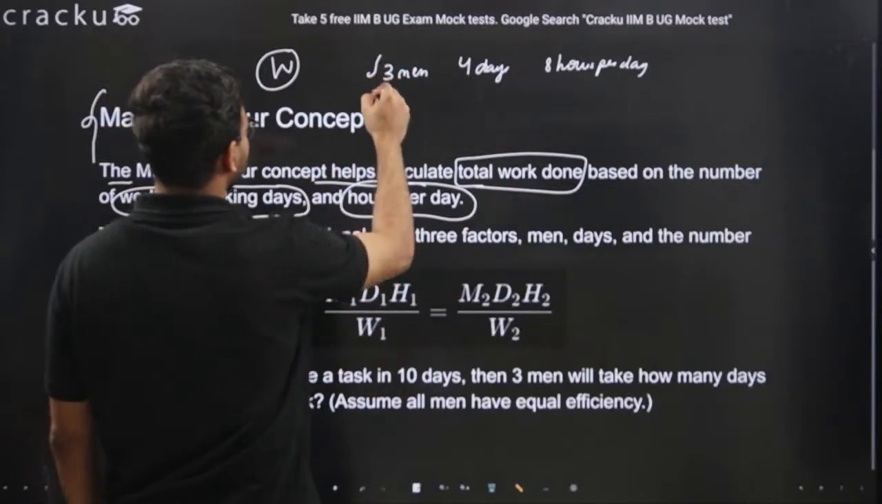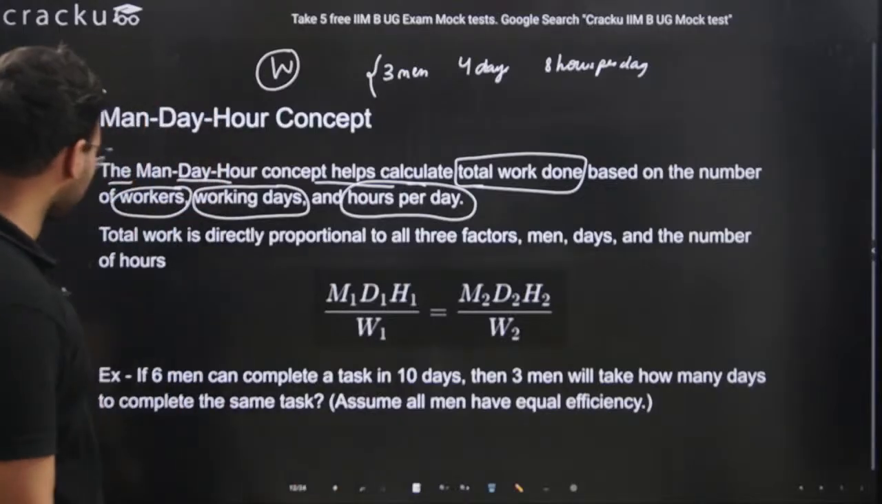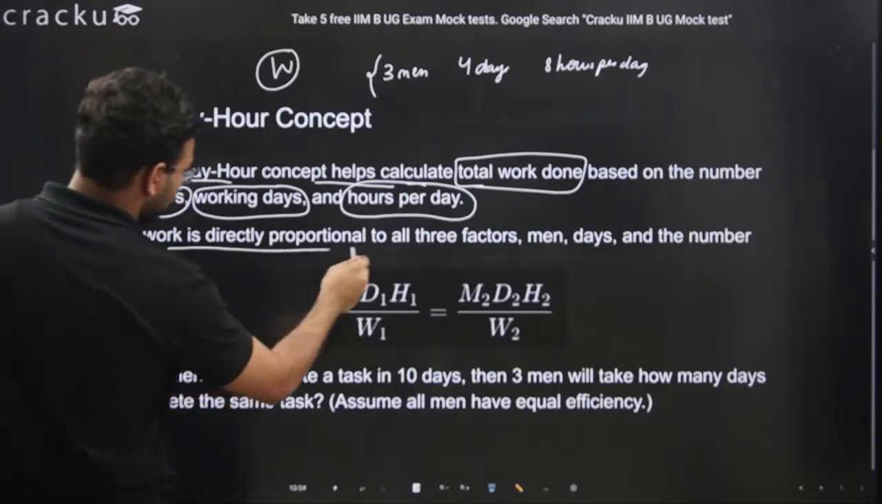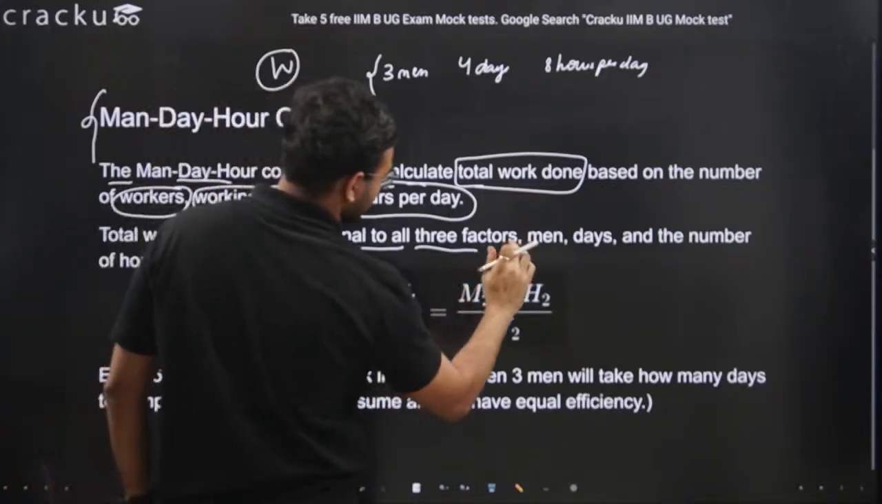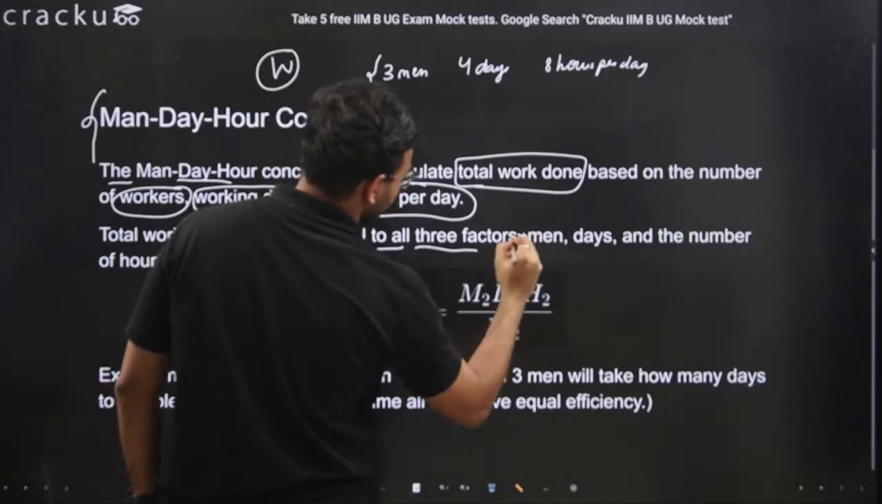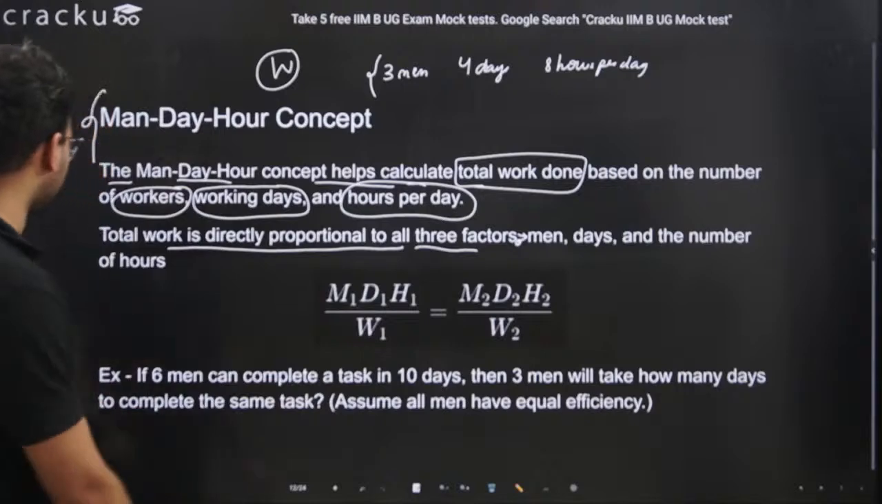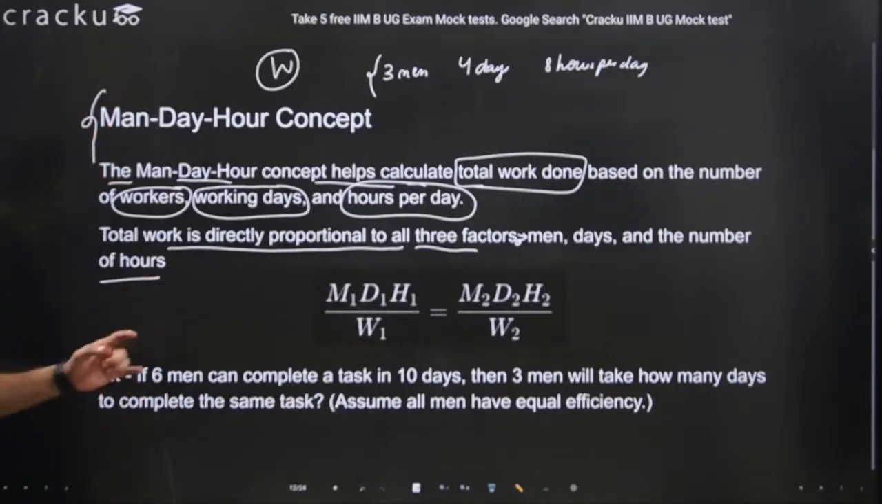So this is the concept of men, day, hour. Total work is directly proportional to all 3 factors: men, days, and the number of hours.